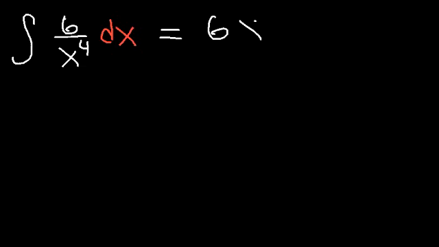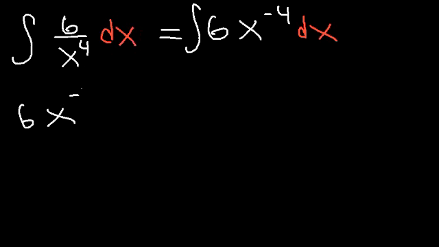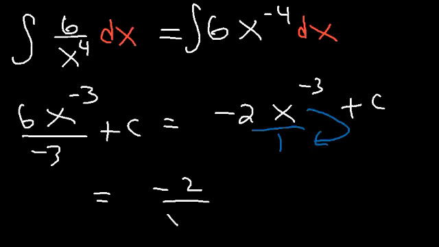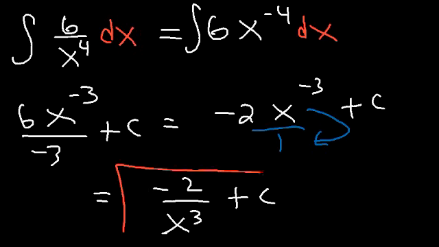This is 6x to the negative 4, and then integrate. So let's add 1. Negative 4 plus 1 is negative 3, and then we'll divide by negative 3. So 6 divided by negative 3 is negative 2. Now we need to move the x variable from the top to the bottom. So this is going to be negative 2 over x cubed plus c. So this is the answer.